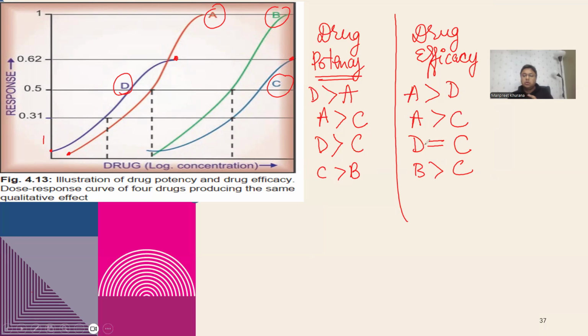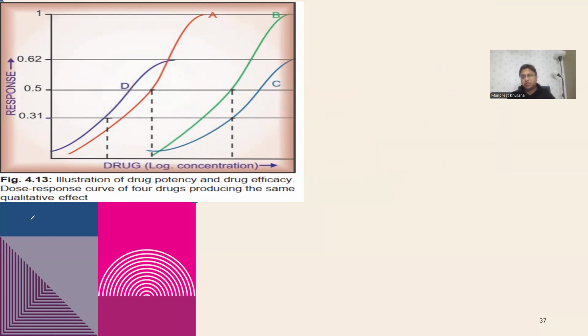So this is a very important concept which you need to understand, right? Because there are a lot of questions wherein they will give you a graph and they will ask you which drug is more efficacious, which drug is less efficacious, and about potency. This is a question which is also given in dental exams, right? It is used for a lot of exams, NBDE for the US and all other exams.